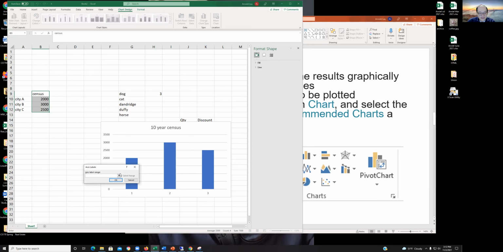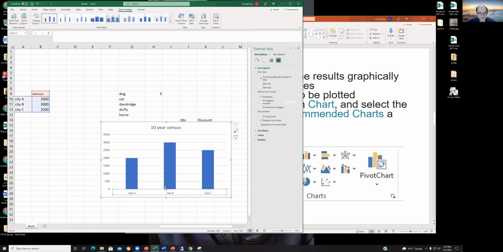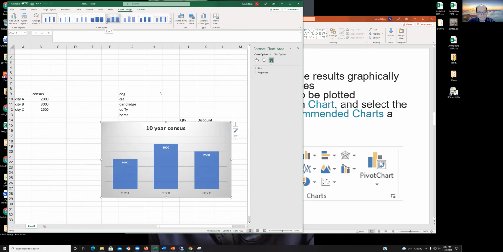So actually I want to go here and say, what is the range for that? Well, I want these cities here. So I'm going to select A, B, C like that. And you can see it pops up here. Okay. Now let's say I want to change the style, right? Then I have these different styles here. Style 8. I guess not too many columns, so maybe this is pretty good.